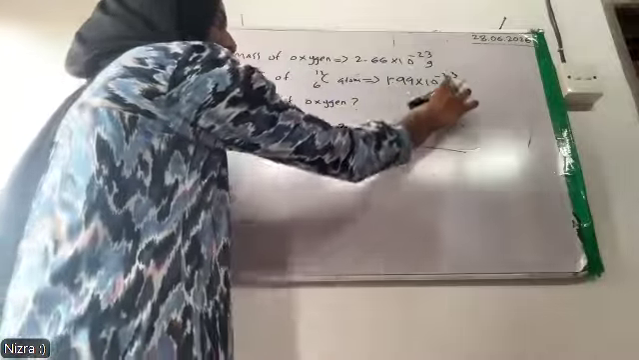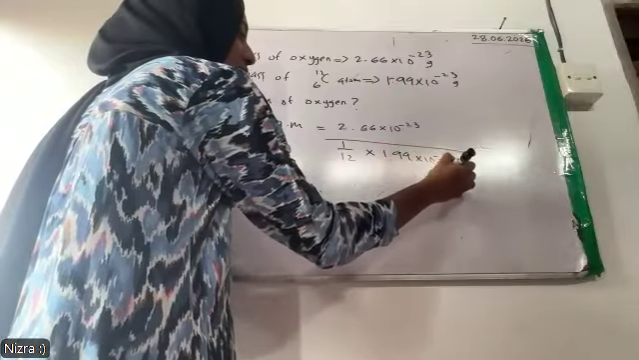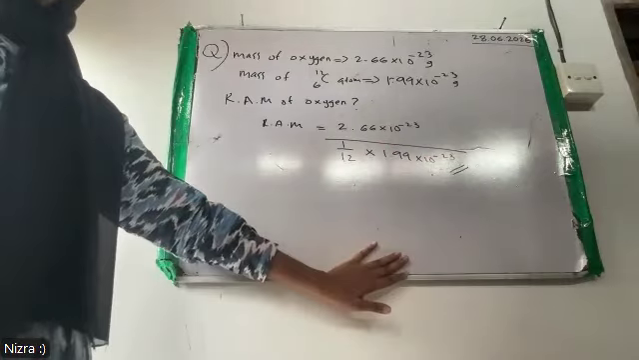What's the mass of carbon? 1.9 milligram into 10 to the power minus 22. So this is the answer. Okay, so you are not expected to calculate this.